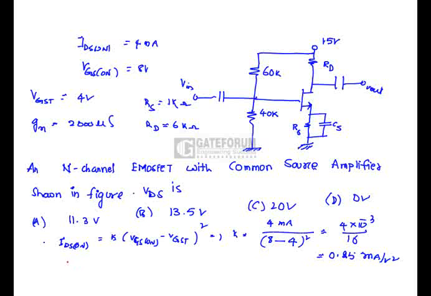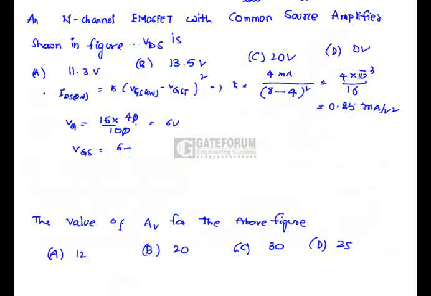After getting K, we have to decide ID. Here VG is nothing but 15 into 40 divided by 100, so 6 volts. Now VGS is nothing but 6 minus ID into RS, that is 1K, 6 minus ID.